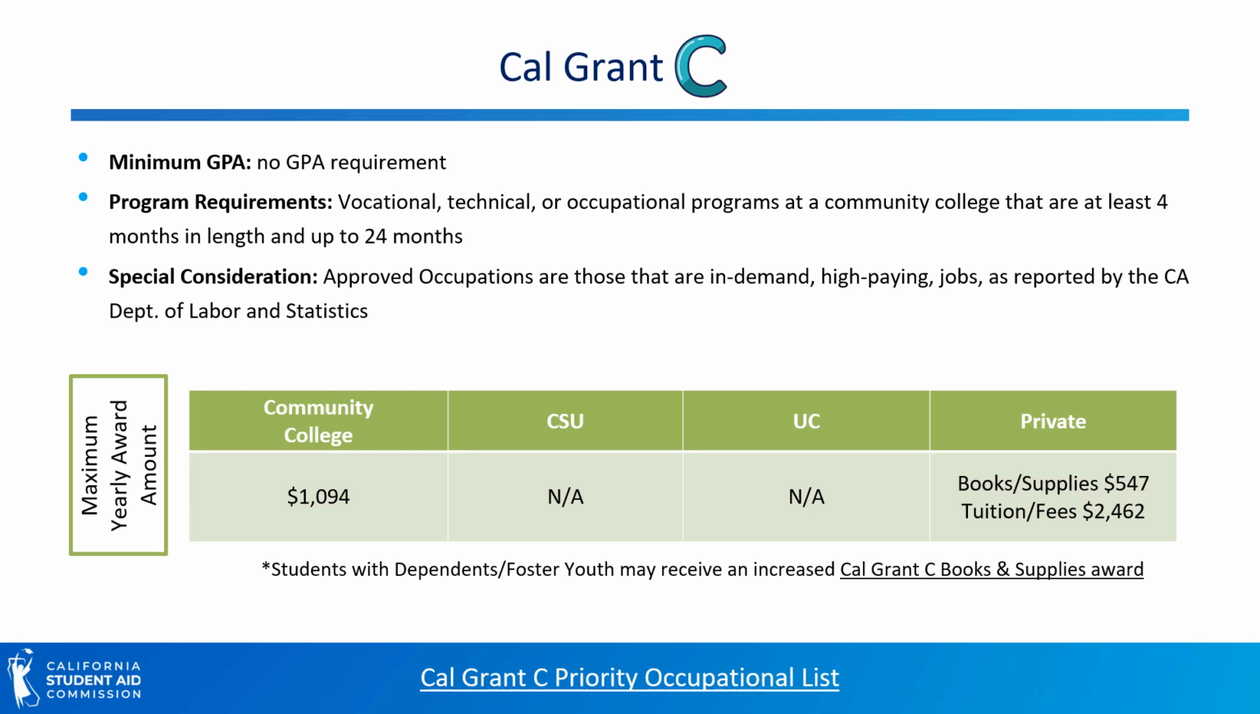The types of VOTEC programs that qualify for Cal Grant C are numerous, everything from auto body and mechanics, welders, crane operators, web designers, and a ton of medical programs such as dental hygiene, RNs, respiratory therapy, and much, much more. Please see the link at the bottom of the slide for a list of the Cal Grant C priority occupational lists.